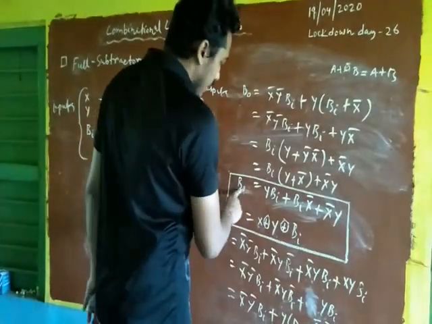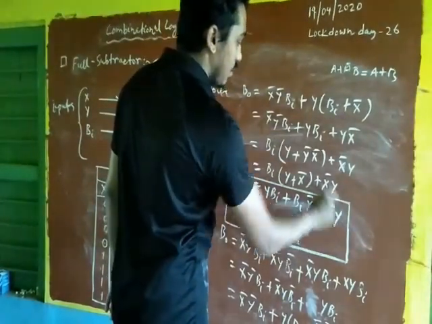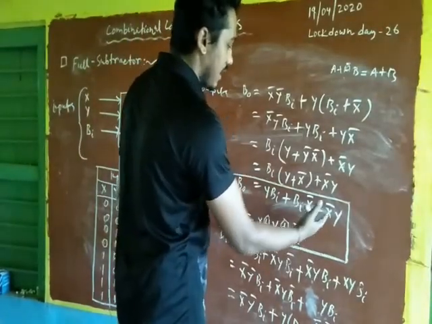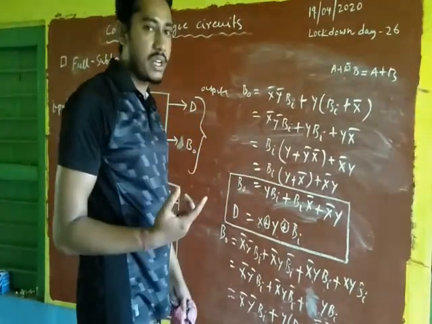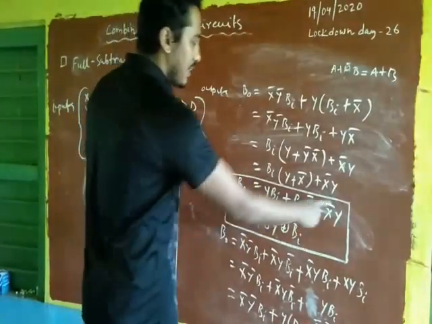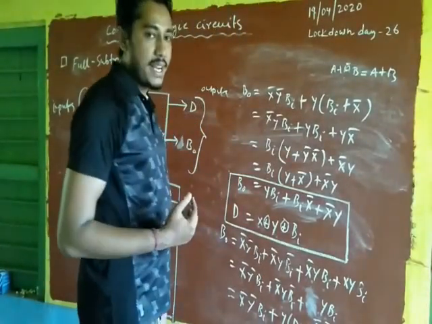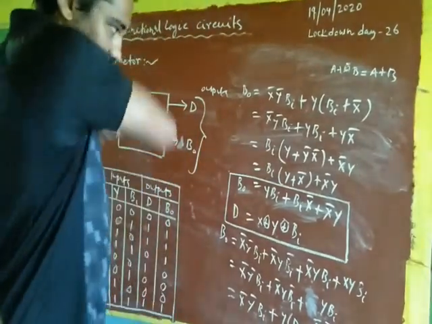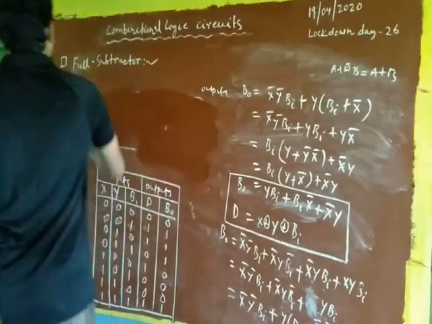Okay, so B out is equal to y bi plus bi x bar plus x bar y. Okay. Now here complement term is for x bar only. Okay. So here how many NOT gates are required to design this one? So only one NOT gate is enough for that, because x bar is only in complement form and remaining are the direct form. Okay. And here one 3 input XOR gate is enough to represent this D. Okay. Now we will try to draw the circuit here.